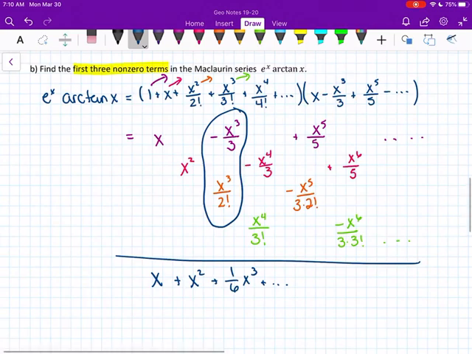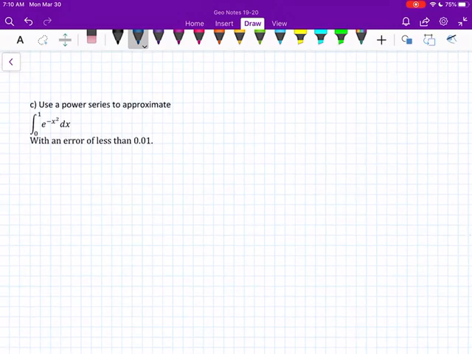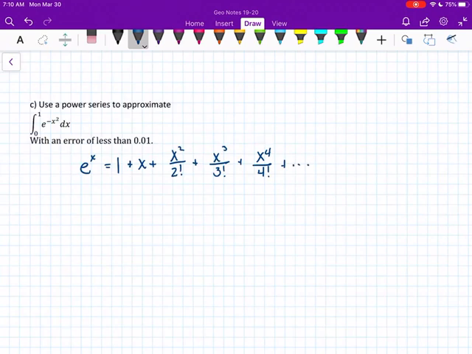Okay, our next example says use a power series to approximate the integral from 0 to 1 of e to the negative x squared dx with an error of less than 0.01. Okay, so let's figure out how we're going to use a power series for this one. So we're going to go ahead and use e to the x again. And so the power series for e to the x is 1 plus x squared over 2 factorial plus x cubed over 3 factorial plus x to the 4th over 4 factorial, and so on and so forth.